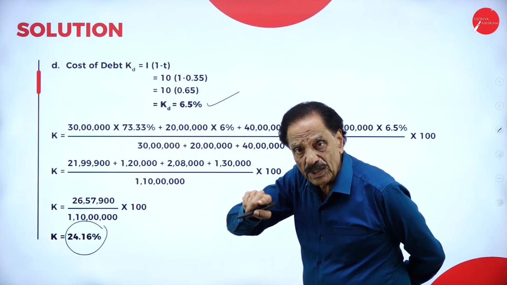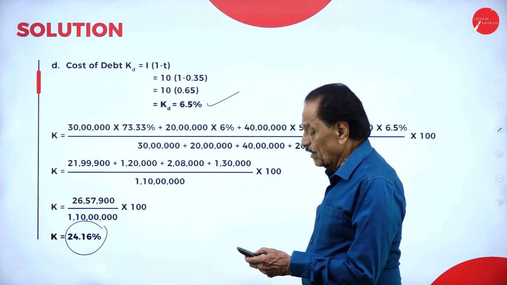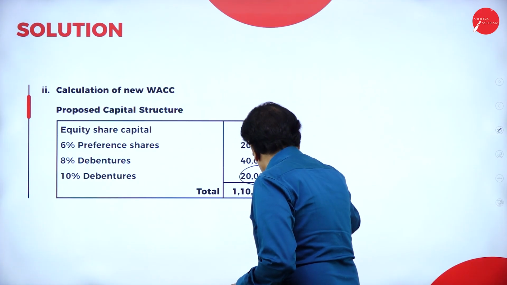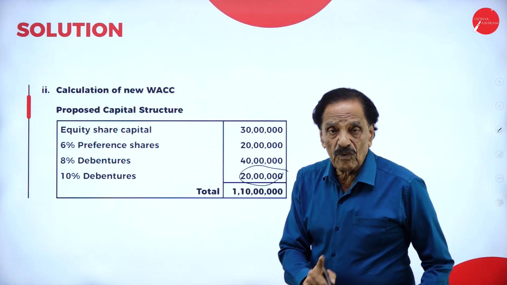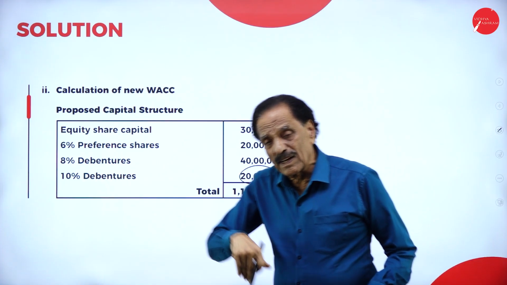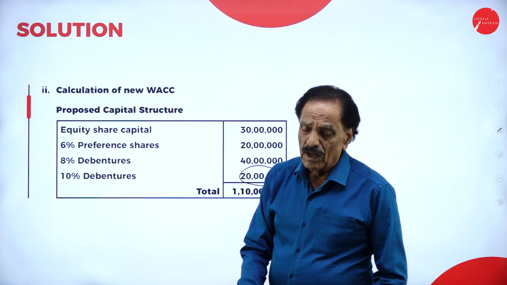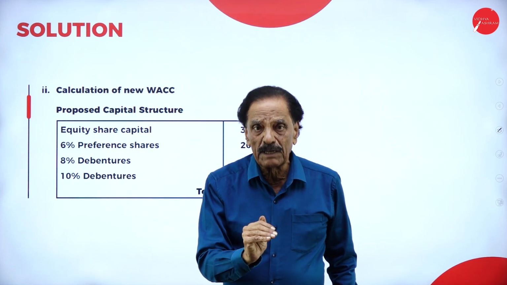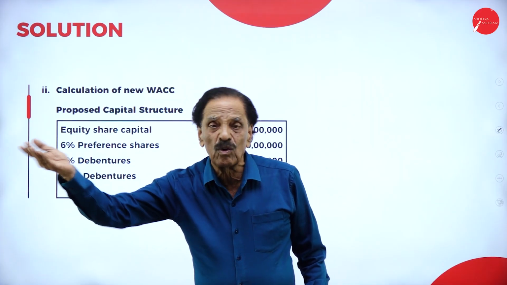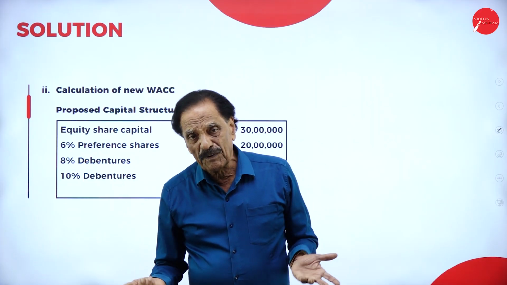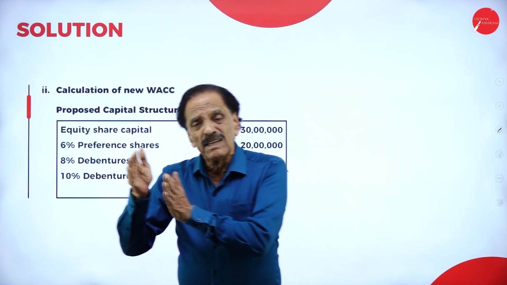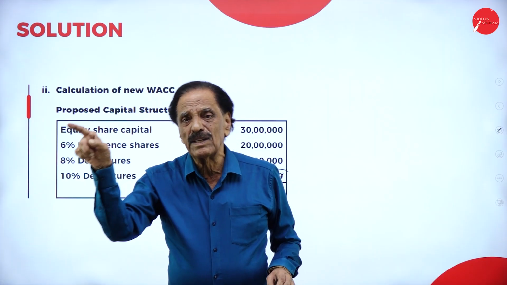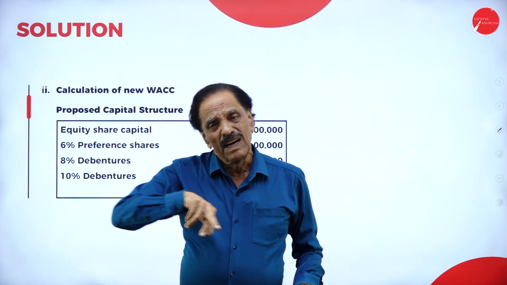This is the new one. The new one is the existing plus the addition. Your addition is nothing but this one. All this plus this one. You have to do the weighted average cost of capital for the existing also, and for the new also. What is the formula for cost of equity? Dividend divided by market price of the share into 100 plus growth rate. Then regarding the preference share, whatever the percentage is given, that should be retained. Then regarding the debt, interest into 1 minus T. You have to do it for the old one and the new one.